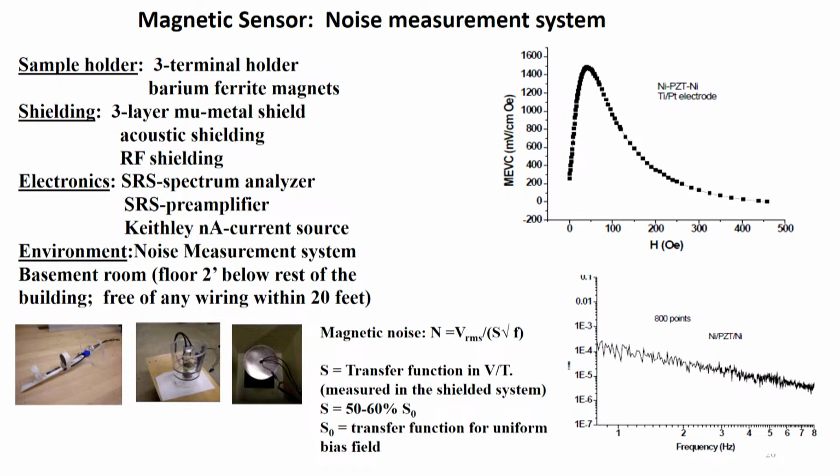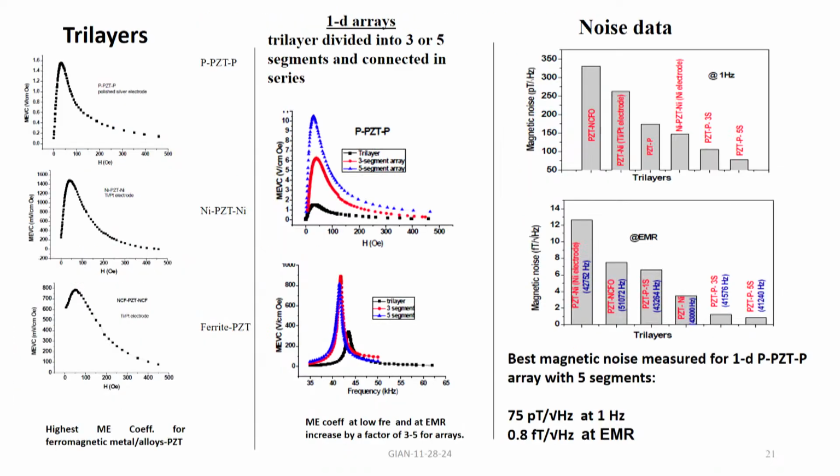These are the noise data for different types of sensors, and as you see here, we put together a whole series of sensors, and some of them have permendur and PZT in it.